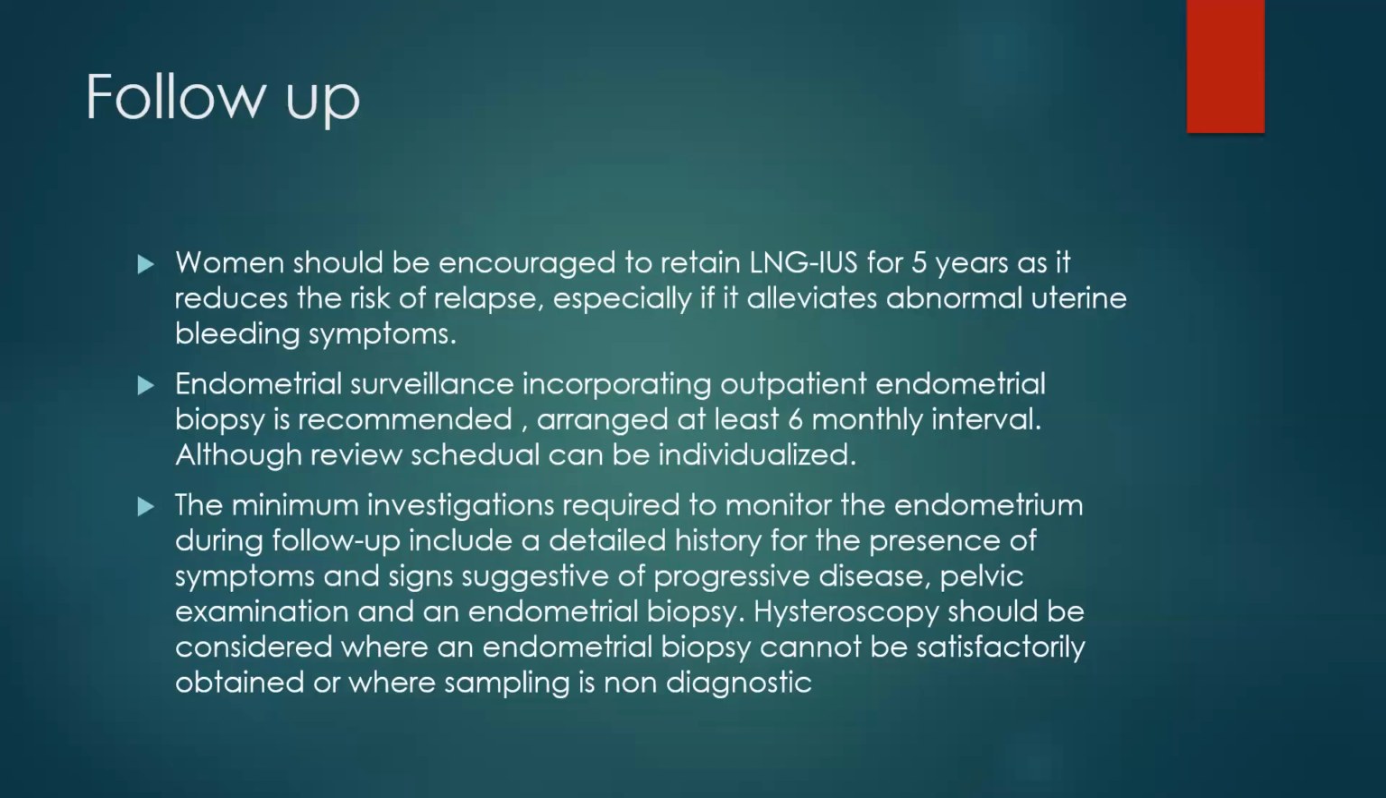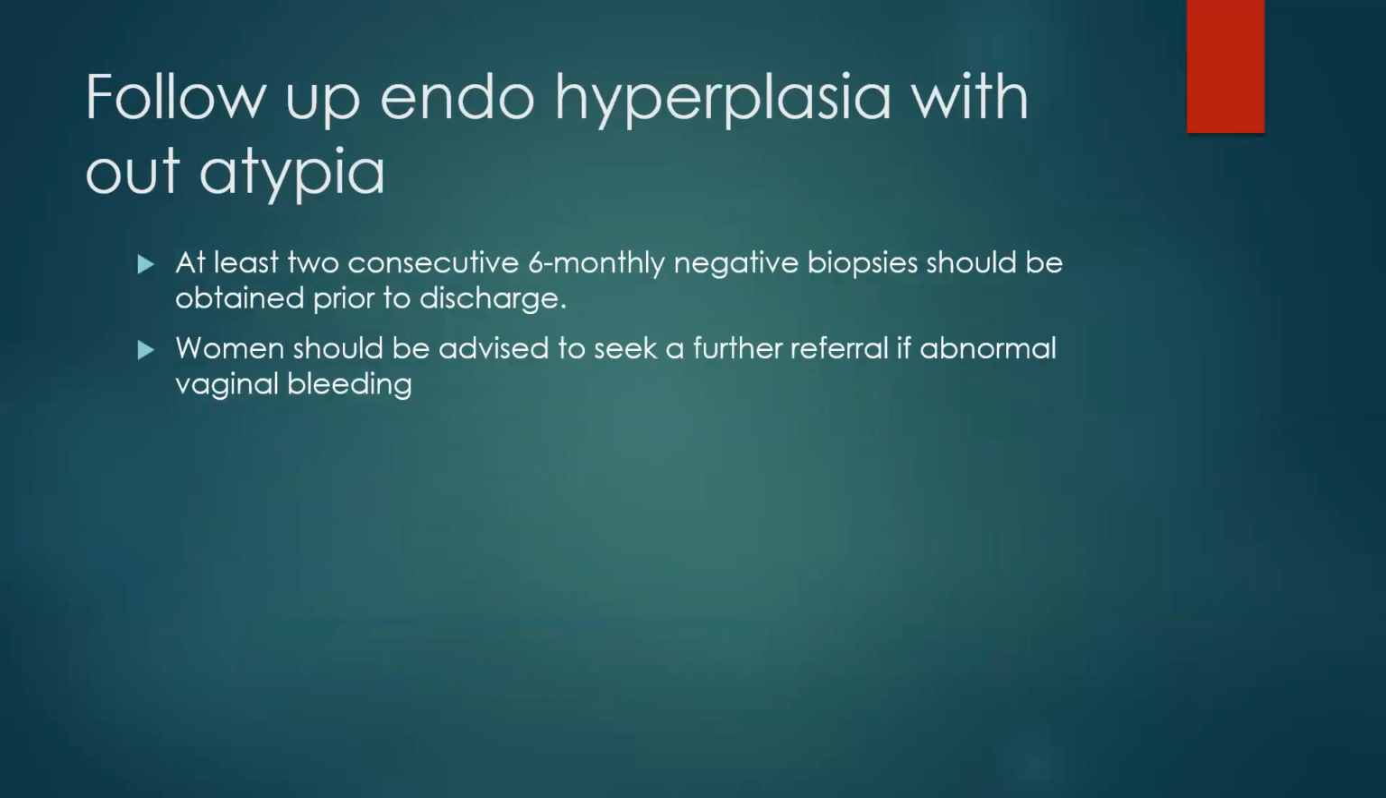So we will repeat the test at 6 monthly intervals. A review schedule can be individualized according to the patient. For further follow-up, at least 2 consecutive 6 monthly negative biopsies should be obtained prior to discharge. So if the patient has opted for LNG-IUS, we will call the patient after 6 months, do a thorough examination and do the endometrial biopsy. If the first biopsy is negative, we call again after 6 months. And again, the next biopsy is negative.